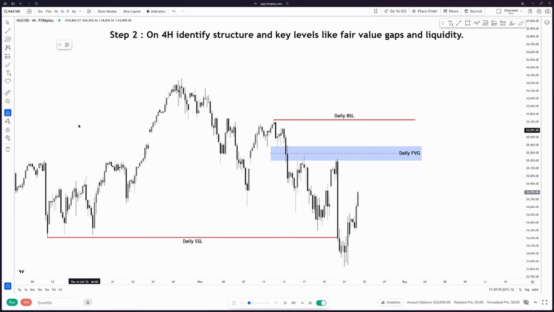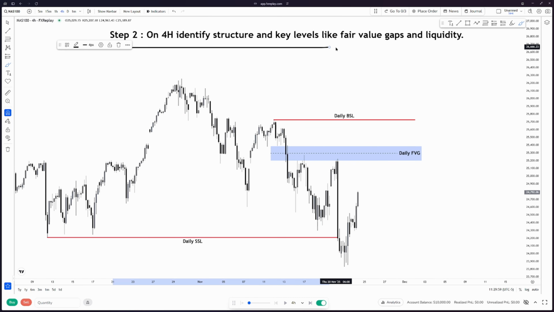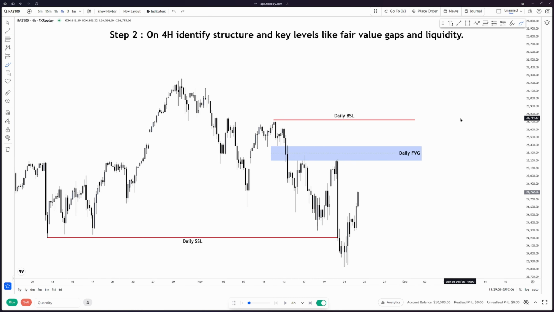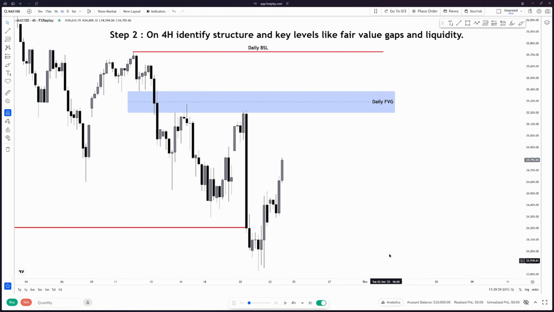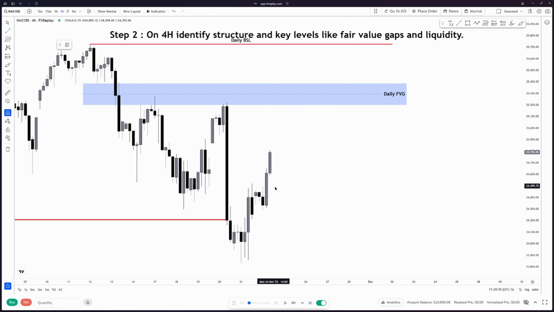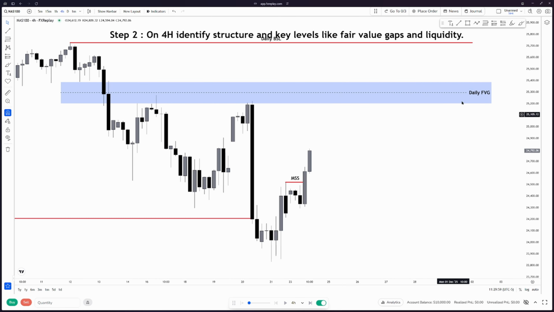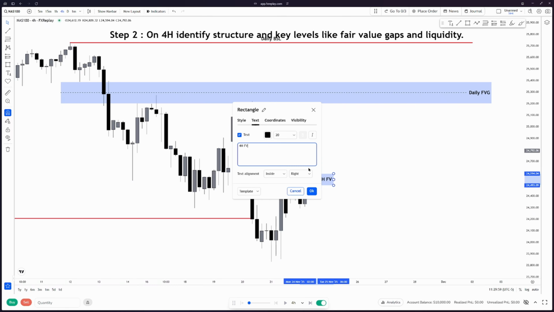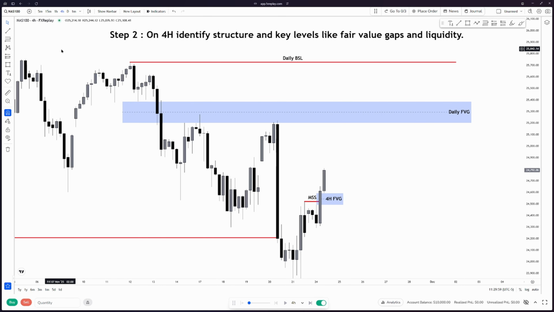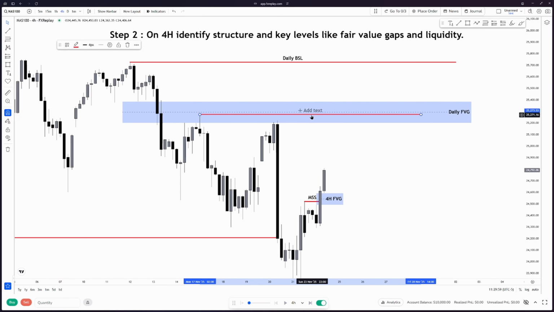After identifying the daily time frame, step 2 is to lock in the structure and key levels on the 4-hour chart. Here, I can see a clear 4-hour market structure shift to the upside, which perfectly confirms our bullish bias. We also have a 4-hour bullish fair value gap, giving price a clean imbalance to trade into. And on top of that, there's a 4-hour buy-side liquidity level sitting right inside the daily fair value gap, which makes it an even stronger upside target.